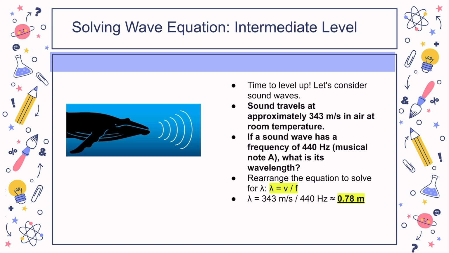Then I just plug in the numbers, and I get 343 meters per second over 440 hertz, and that gives me 0.78 meters. And so that would be the wavelength. And that is congruent with the number of significant digits that are given, because from the 440 hertz, we have 2 significant digits there.